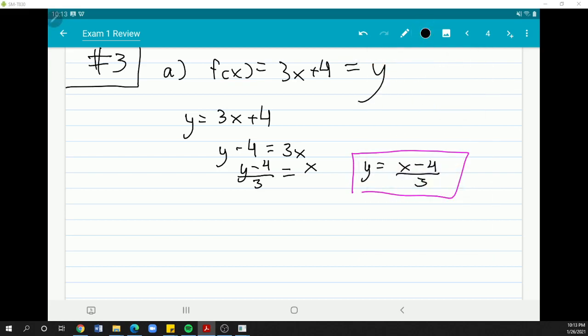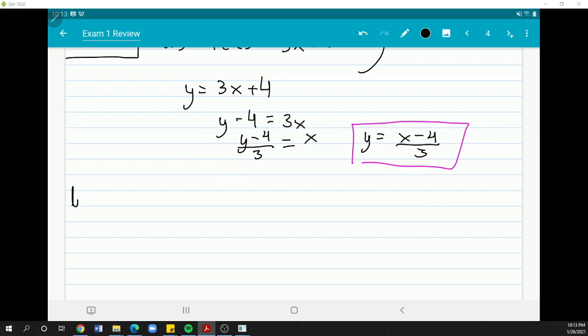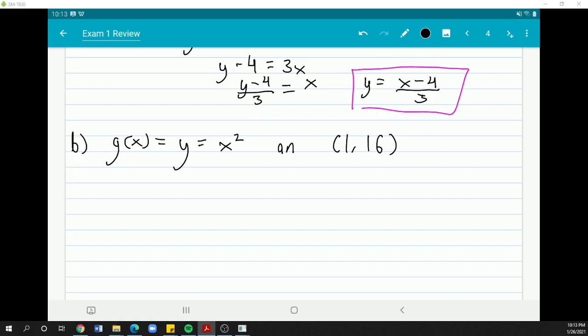So that's one way to do it. And these two ways are pretty much the exact same thing. The other way is to just replace x and y at the start. So g of x I'm going to call y again, equals x squared on 1 comma 16. Again, it couldn't be all real numbers or else we wouldn't have an inverse function. But because these numbers are all positive, it's not going to be an issue. So here your other option is start out switching x and y. So x equals y squared, and then solve for y from there.